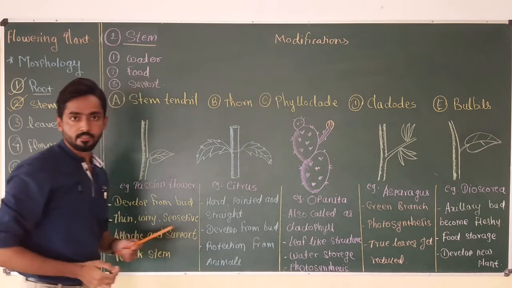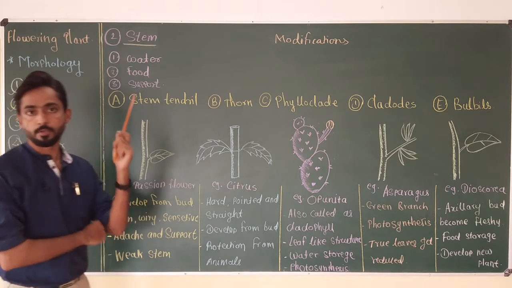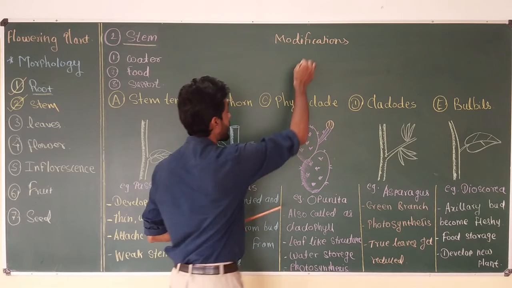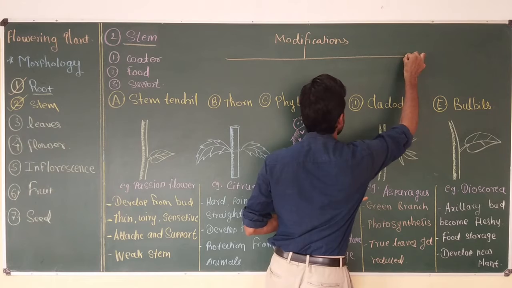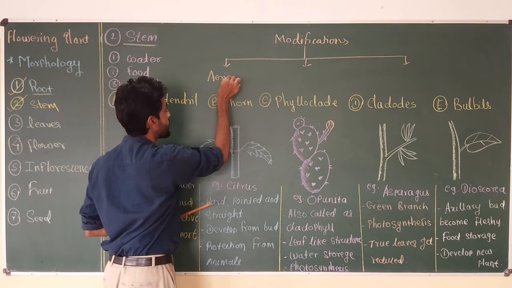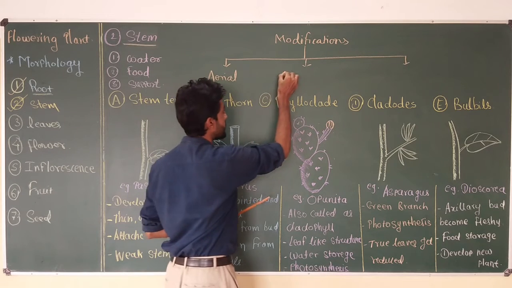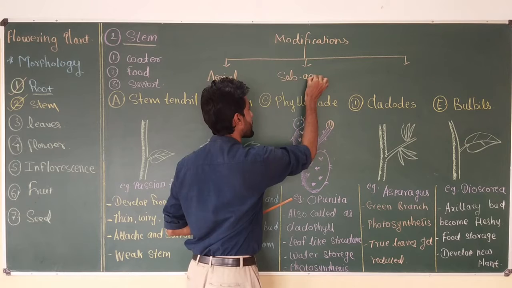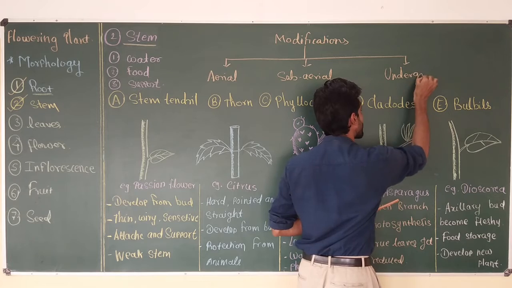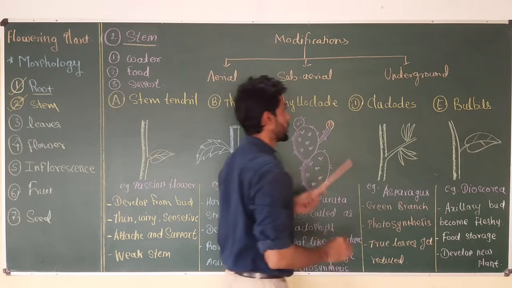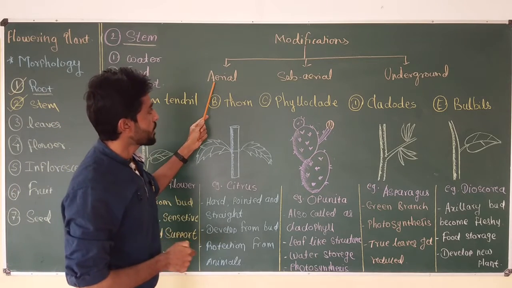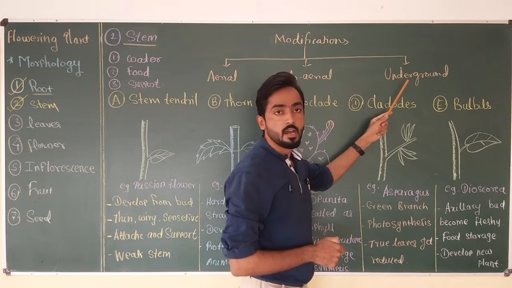When we consider modifications, okay, there are three different types of modifications one can observe in the flowering plant stem, and they are aerial modifications, then subaerial, and underground. So stem modifications in this type of plant are classified into three types: aerial modifications, subaerial modifications, and underground modifications.